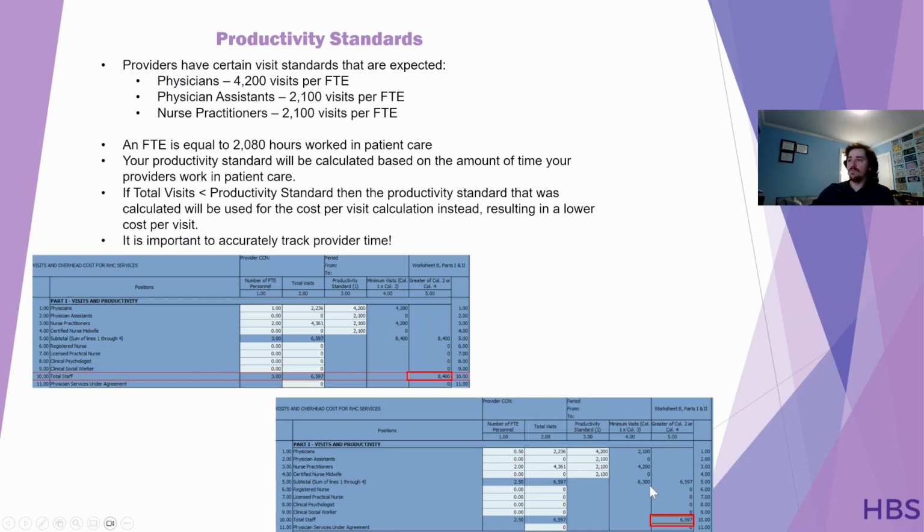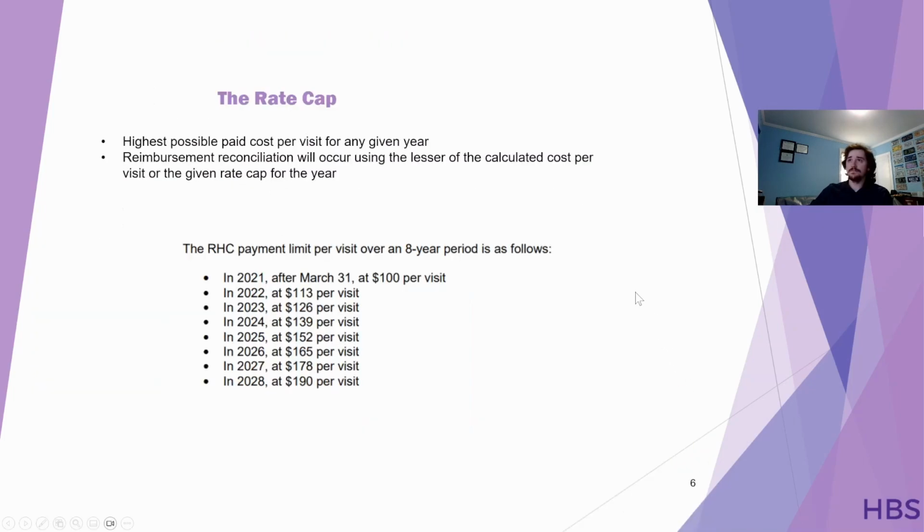as opposed to 8,400 in the other example, which is going to do two things. It's going to more accurately represent what's going on in the clinic, and two, it's going to more favorably impact the clinic's cost per visit.